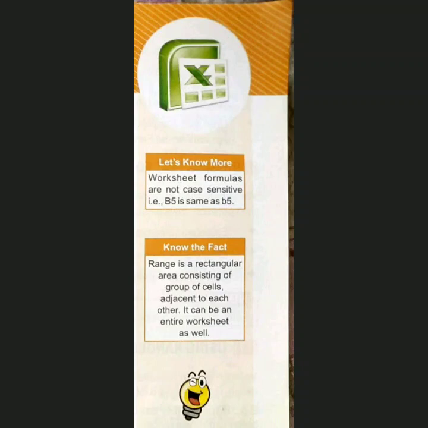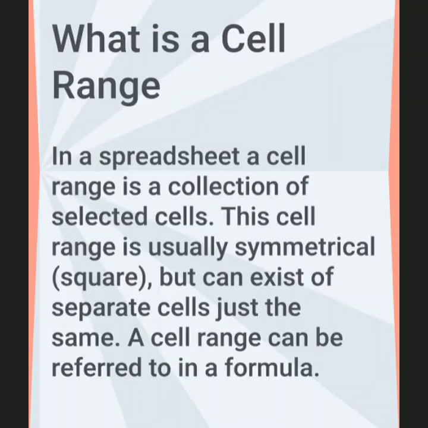Range is a rectangular area consisting of a group of cells adjacent to each other. It can be an entire worksheet as well. So let's see what is a cell range. In a spreadsheet, a cell range is a collection of selected cells. This cell range is usually symmetrical but can consist of separate cells just the same. A cell range can be referred to in a formula.